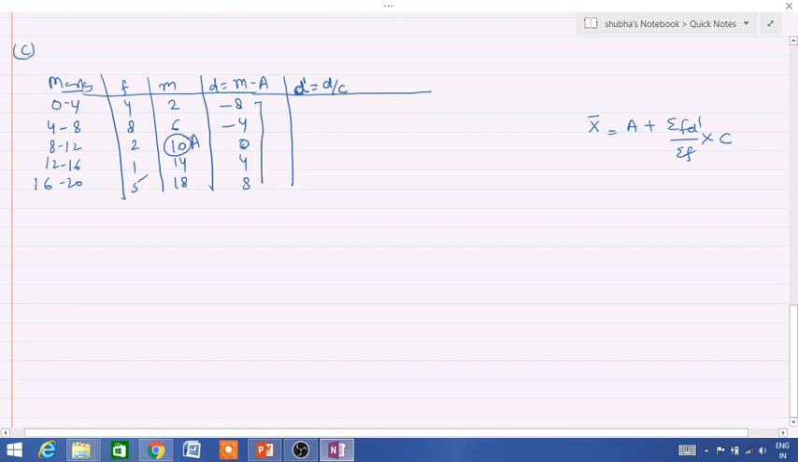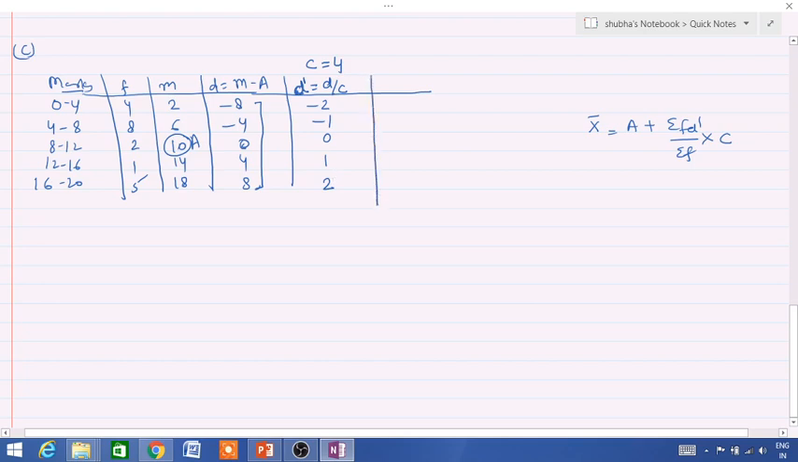So we should find out the common factor, highest common factor by which all the deviations can be divided. It is 2 also, it is 4 also, but not more than 4. So highest common factor is 4. So we should write here C is equal to 4. So by dividing all the d's with 4 we get minus 2, minus 1, 0, 1 and 2. Because minus 8 divided by 4 is minus 2. Minus 4 divided by 4, minus 1, 0. 4 divided by 4 is 1 and 8 divided by 4 is 2.